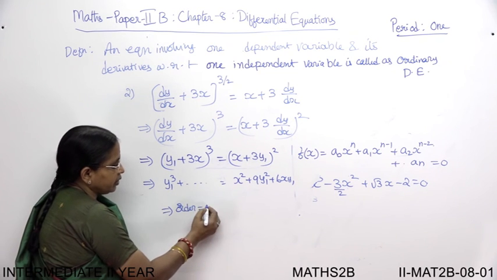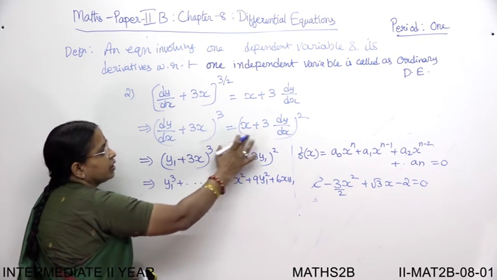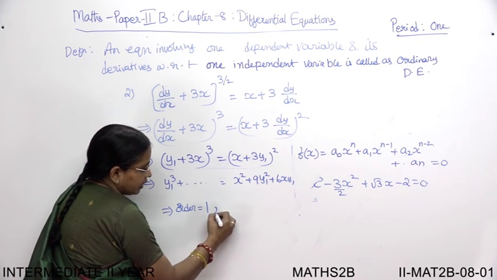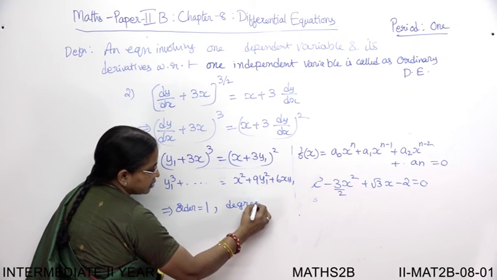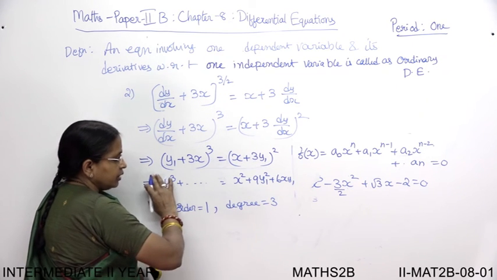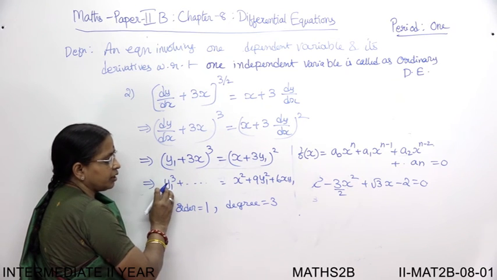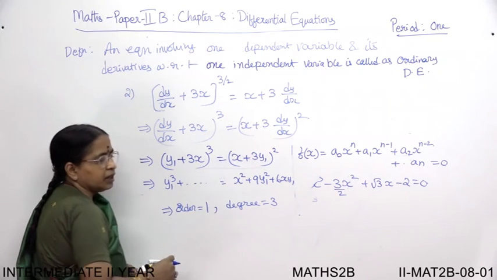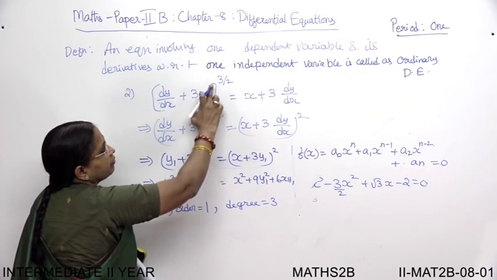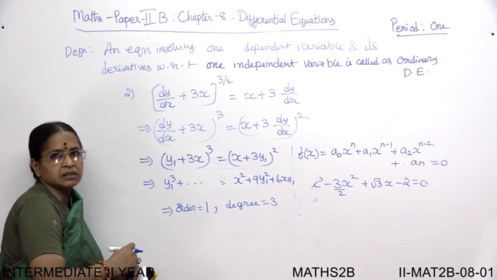The order is 1 because you have dy by dx, first order derivative only. Order is 1 and then degree is 3. So in the equation, the highest power of the highest order derivative becomes the degree when the equation is made free from radical signs like this.